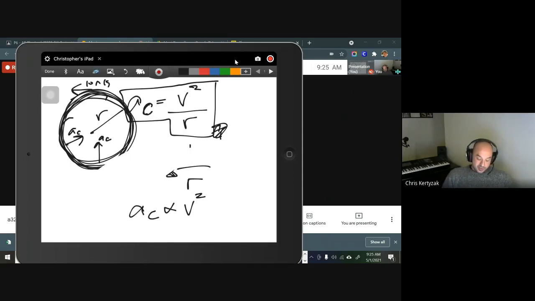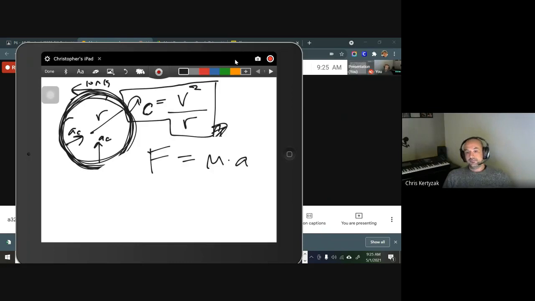Next, we talk about the centripetal force, right? Newton said, well, F is always equal to m times a. And here, my centripetal acceleration, which is an acceleration, is v squared over r.